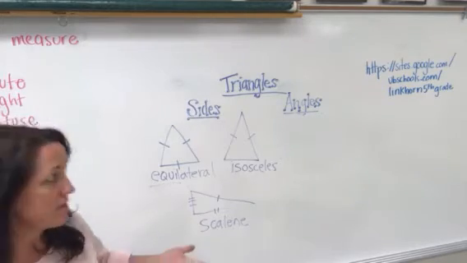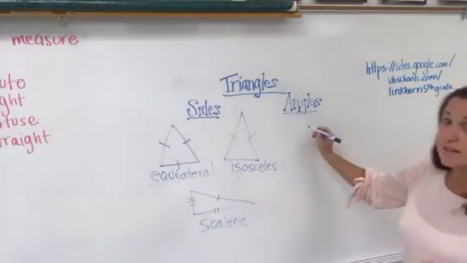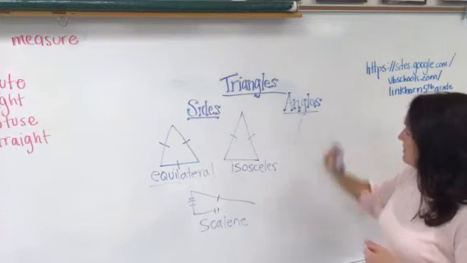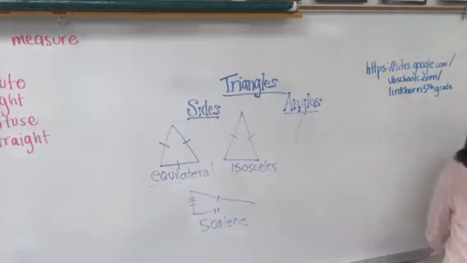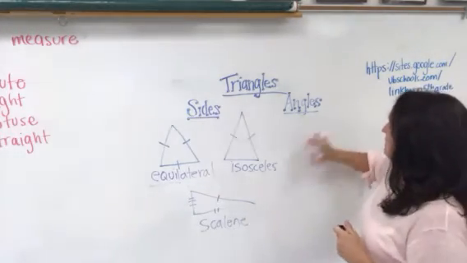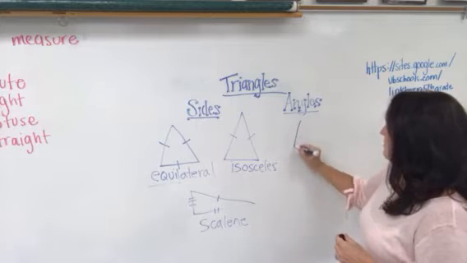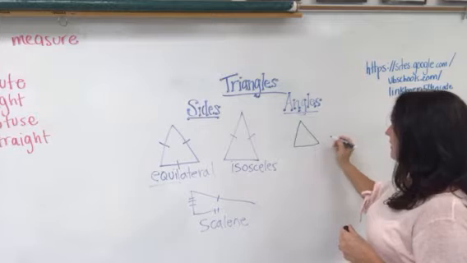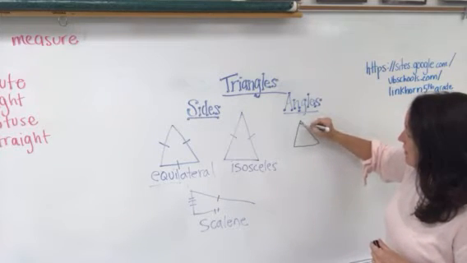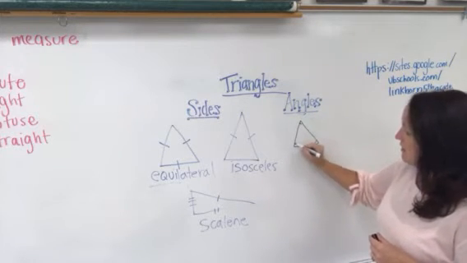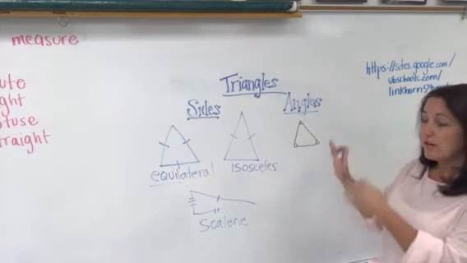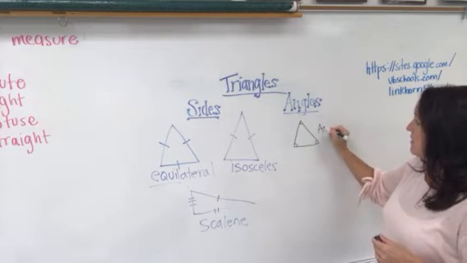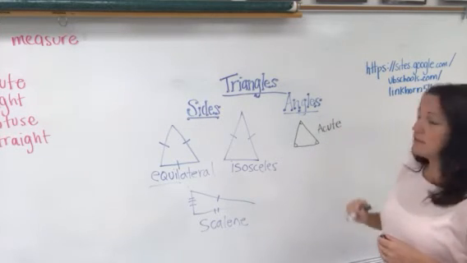But what about the angles? Let's look at the angles. So I can do a triangle here. Here we go. This triangle. If I look at all the angles in this triangle, this angle, and this angle, if I turned the triangle all the way around, all these angles, all three are acute. Therefore, that makes this triangle an acute triangle.